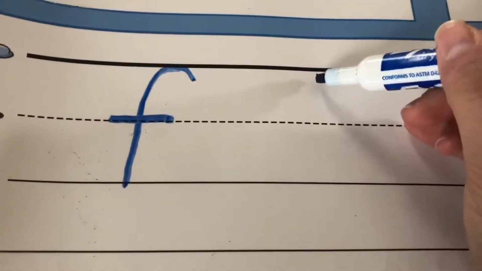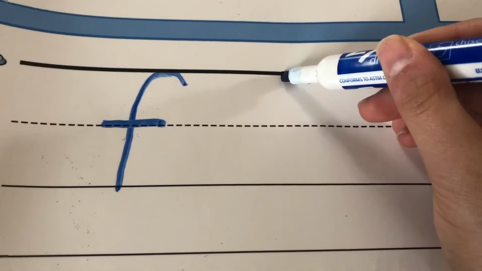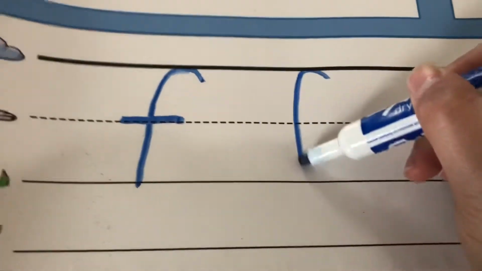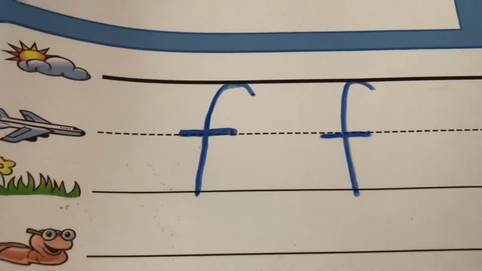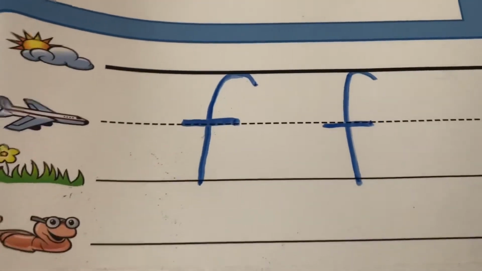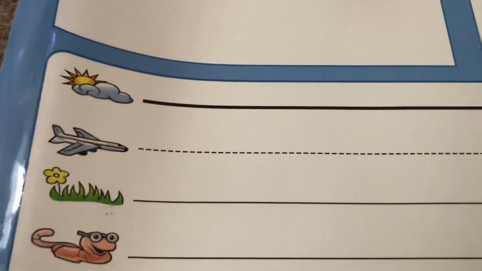So let's go ahead and do that again. Starting at the skyline, tracing back to the skyline a little bit, and way down to the grass line, cross at the plain line. And that is letter F. F, fun, f. Moving on to our letter N.